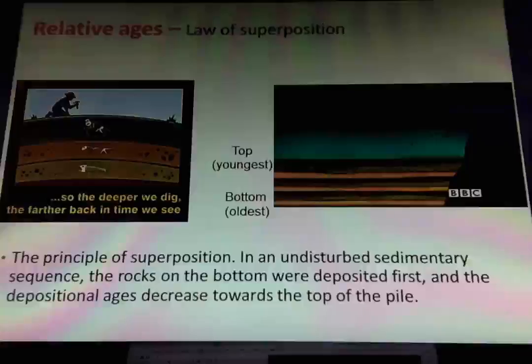So anything that we find within these layers, if it's deep down, we know that it's older in comparison to anything that is higher up. So we have a relative age. A fossil found 20 meters down in this sedimentary rock is younger than one that is 90 meters deep. A relative age, this law of superposition. In any undisturbed sedimentary sequence, the rocks at the bottom were deposited first, and as you get towards the top, the depositional age decreases.